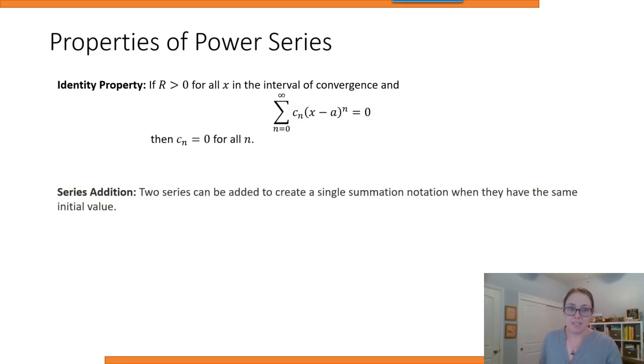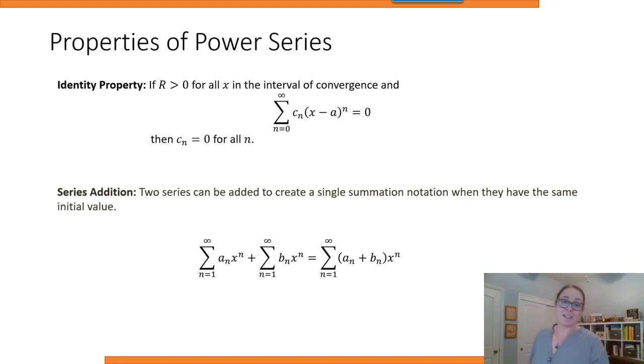Some other skills that we need is series addition. I'm going to need to be able to take two separate series and write them as a single one. And so we can do that as long as they have the same starting initial value. So if one starts at n equals 1, the other one needs to start at the same value for me to be able to combine them into one sigma notation. So for instance, here they're both starting at n equals 1. I have a sub n times x to the n and b sub n times x to the n. And so I can just write them as a single series, and I can even factor out the x to the n. So I get the quantity an plus bn times x to the n.